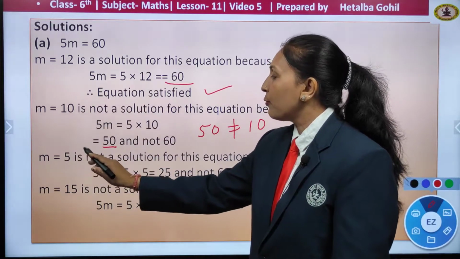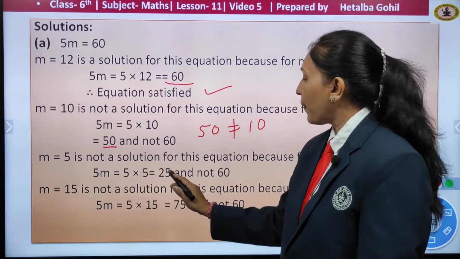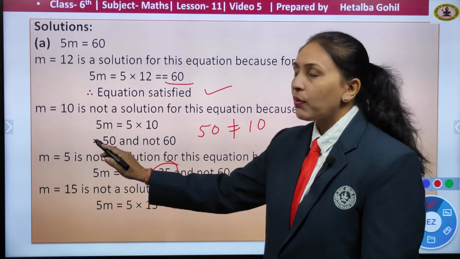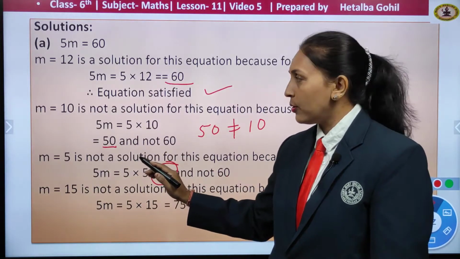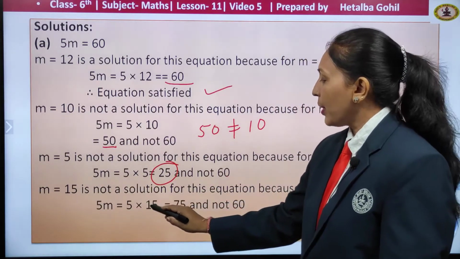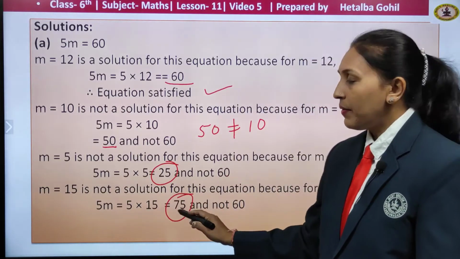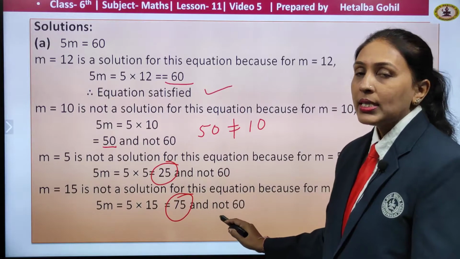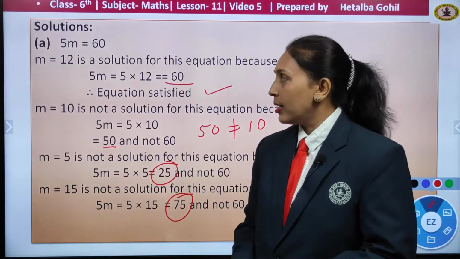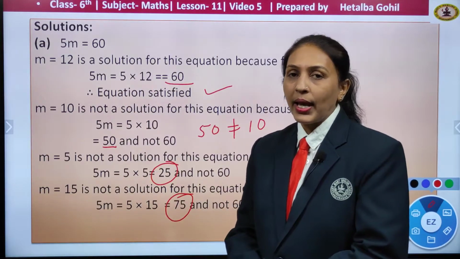Similarly, taking m equal to 5 and substituting in the equation on the LHS side, 5m, 5 into 5, I get 25, but 25 is not equal to 60. Hence, m equal to 5 is not the solution to the equation here. Taking next value m equal to 15, putting in the equation 5m, 5 into 15 I get 75. Here 75 is also not equal to 60, and hence I can say that m equal to 15 is also not the solution. So, only we have one solution which satisfies the equation, that is m equal to 12 over here.